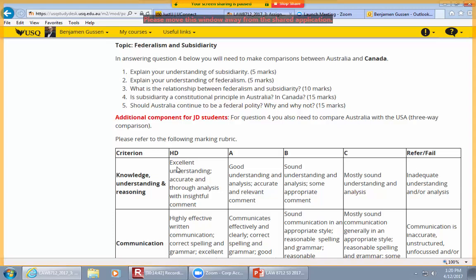Okay. The last question says, should Australia continue to be a federal polity? Why and why not? Now this is question number 5, okay, from previous offerings of this course, just to make sure. This is a question that relates to the first 4. It's not a separate question. It's question number 5. So once you have done all of that, we come now and reflect on should Australia continue to be a federal polity.